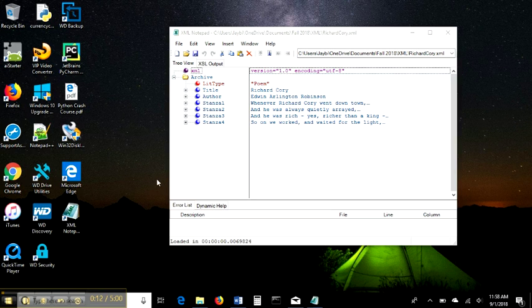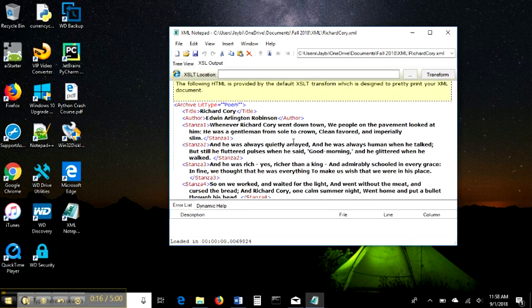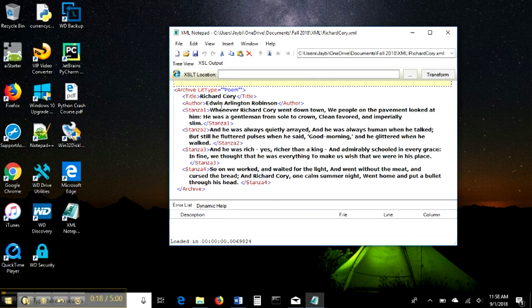This week we're going to look at XML files for the Richard Cory poem. The first one I did was in the context of archiving literature for maybe a database or something like that. The root element is archive, with the attribute lit type, because this is a poem specifically.